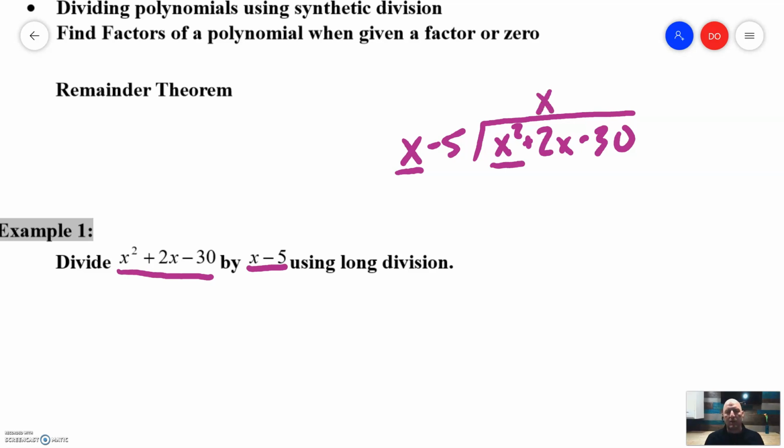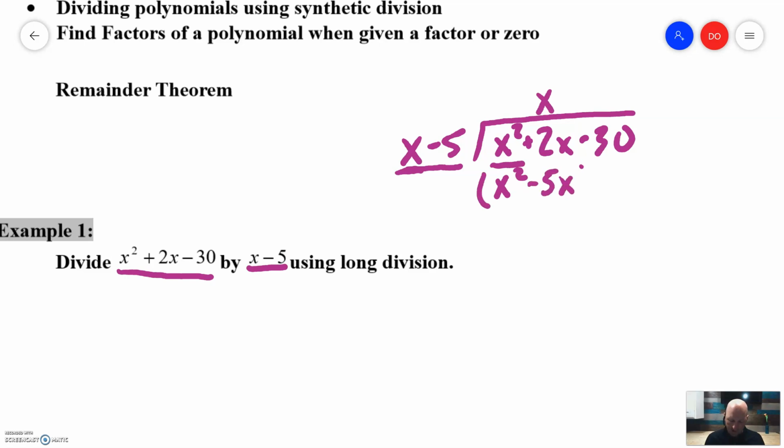And last time we thought, how many times did 7 go into 12? That was 1. So then we took the 1 and multiplied it by the 7. Well, we're going to do the same thing here. We're going to take the x and multiply it by the divisor. And we're going to write that below the dividend. So x times x would give me x squared. And x times negative 5 would give me a negative 5x.